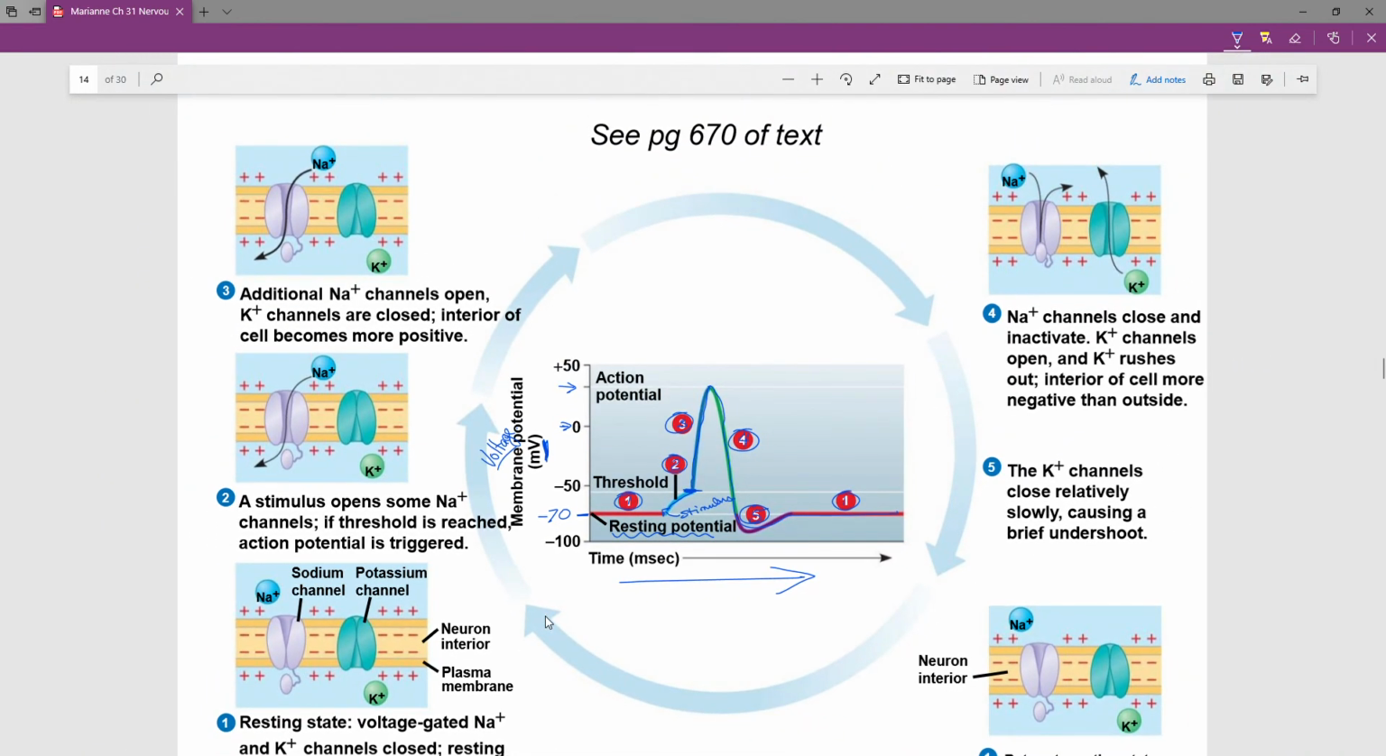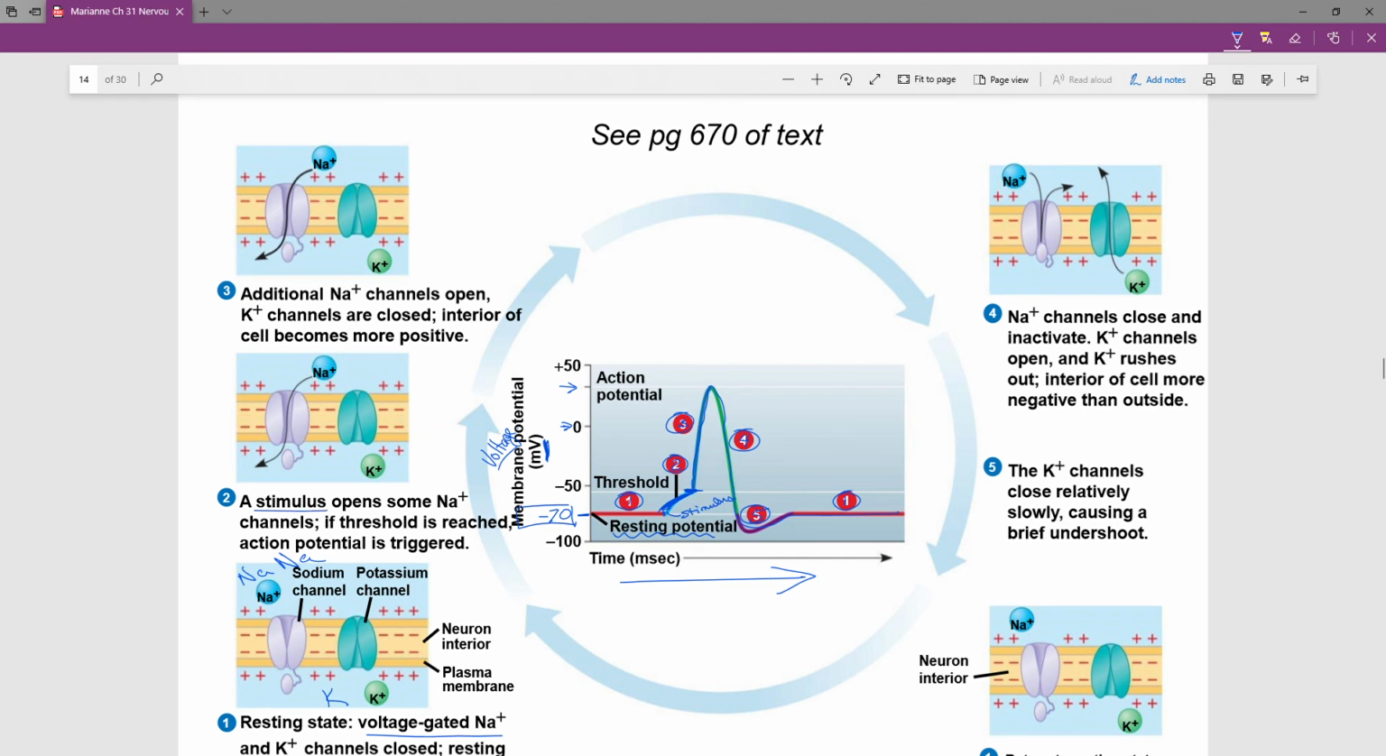The first thing we've talked quite a bit about, and that's the resting state. Here we have lots of sodium outside and lots of potassium inside. This is the resting state. The voltage-gated channels are closed, and the resting potential is achieved at negative 70 millivolts. A stimulus would be this number 2 section of my notes here.